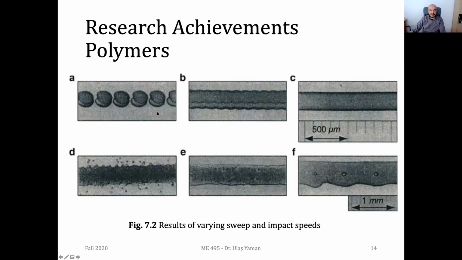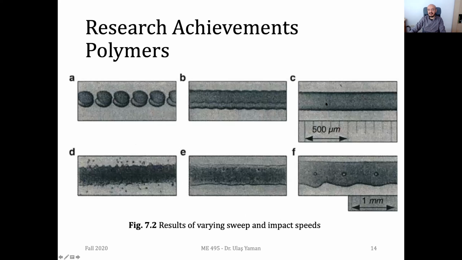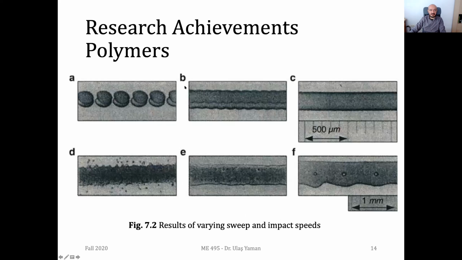once you have high speed like this one, you will have discontinuous lines. But if your droplet speed is slow, then that means you should also move on the table at lower speed. If you have it, then you can obtain such a nice line, but for the other case, you will always obtain such discrete portions, discrete lines.